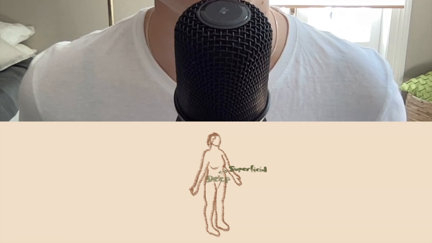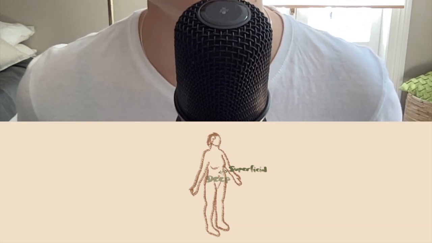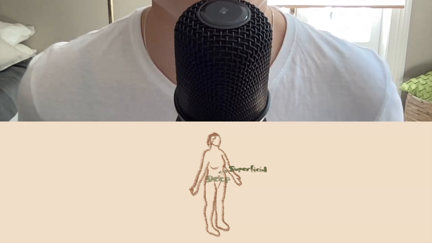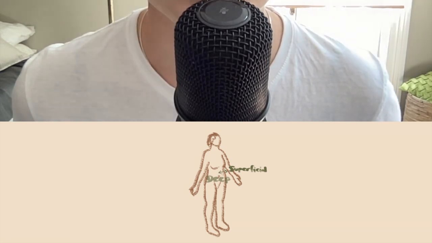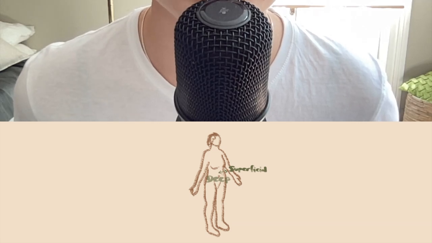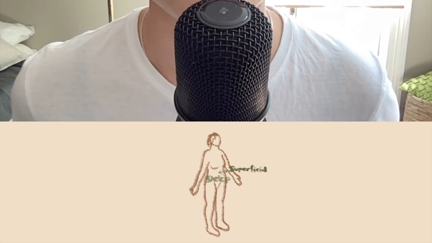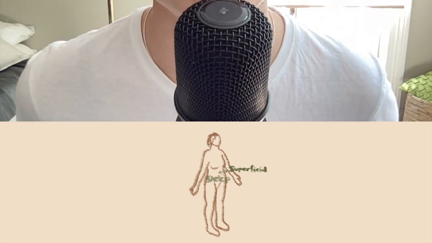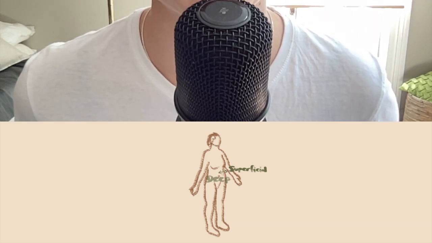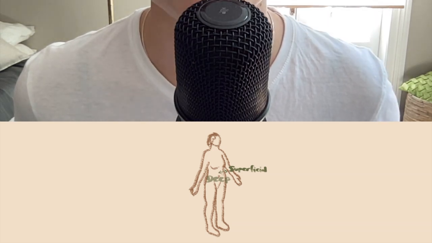Lastly, the terms superficial and deep, which are thankfully pretty intuitive. Superficial structures are closer to the surface of the body in relation to deep structures. So the skin, for example, would be superficial to the stomach, while the humerus bone is deep to the biceps muscle.